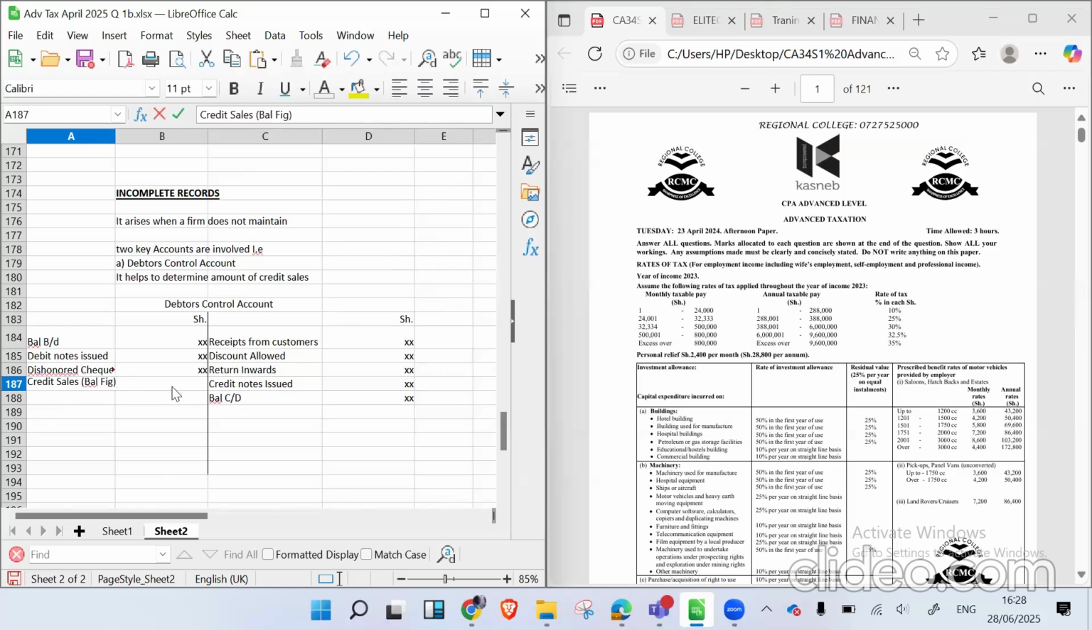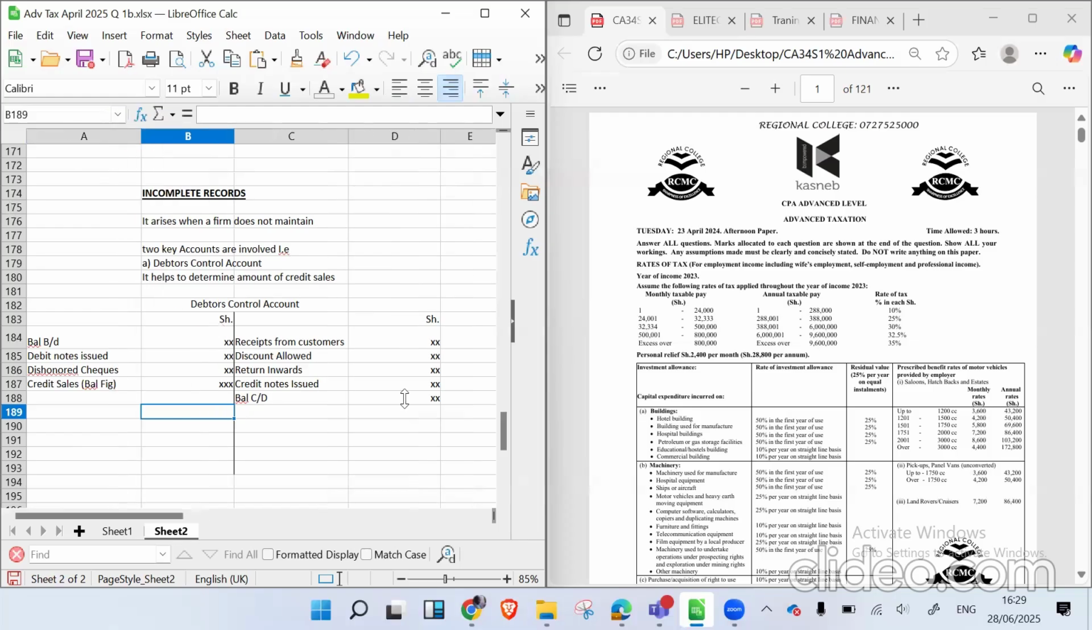I'm not sure whether we had mentioned things like this before. So this is our debtors control account. It's just meant to help us get the amount of credit sales, the way we've gotten it by balancing the ledger. And of course it will balance off.